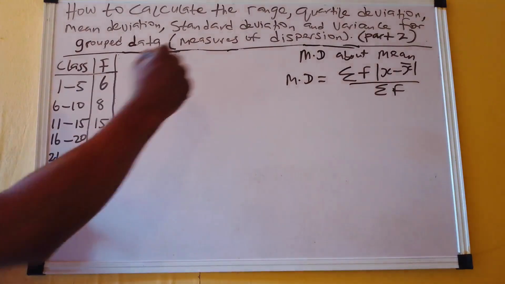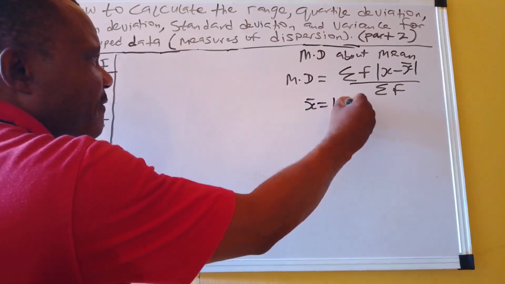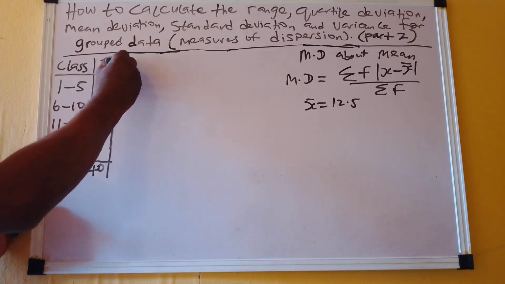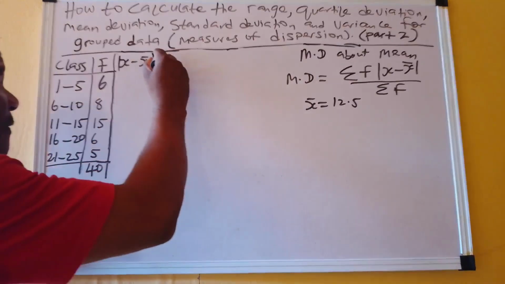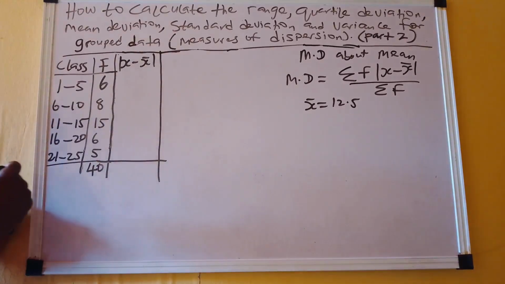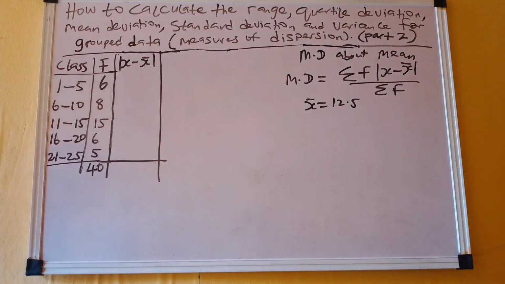Remember, our x bar is equal to 12.5. It was calculated. So we'll create a column here. We call it x minus x bar absolute value. The absolute value erases the negative sign. That is one major drawback, one major disadvantage of the mean deviation. Please, for you to understand the advantages and disadvantages of the mean deviation, visit my last video. It was very well explained there.